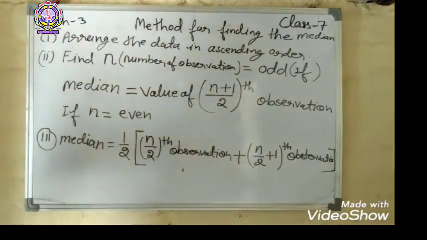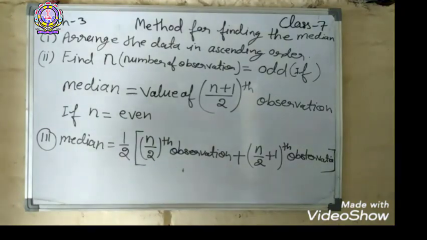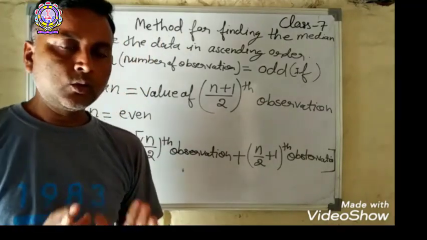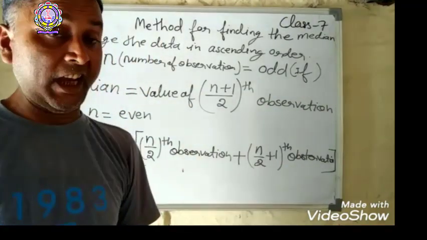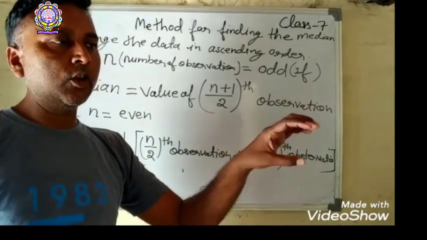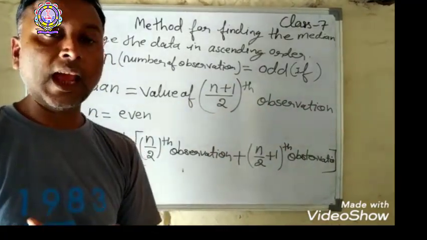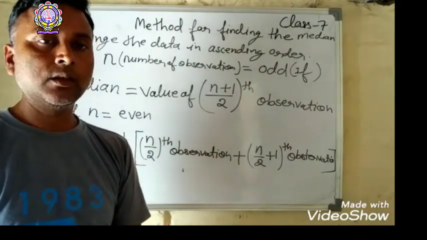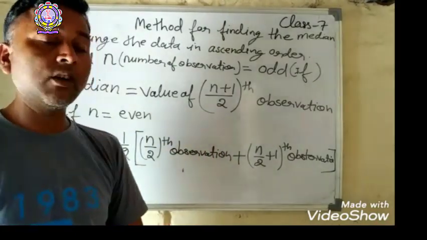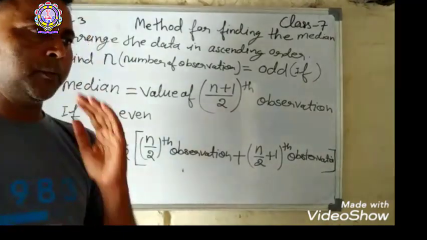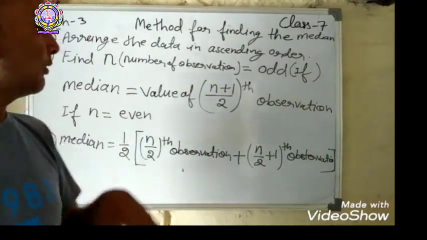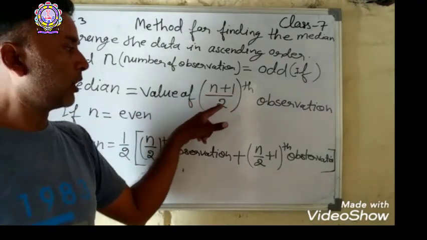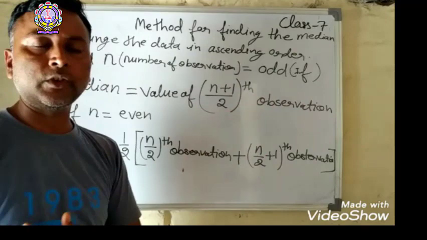So these are the 3 steps. First thing is very important: observe and check how many observations there are. If there are 5, 5 is an odd number. If there are 7, 7 is an odd number. So when the number of observations is odd, we use the formula: median is equal to the value of the (n plus 1) upon 2 nth observation.